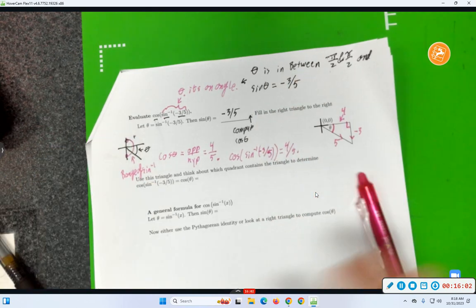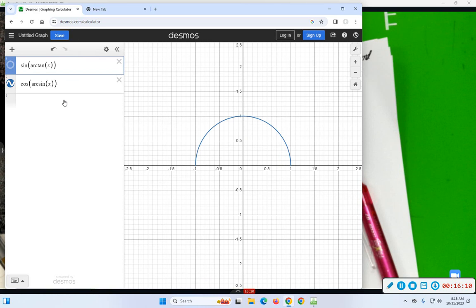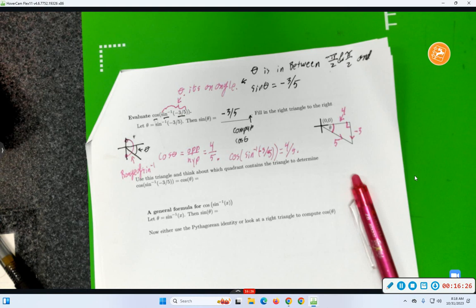And let's check that by, again, looking at this Desmos graph. There's the cosine of the inverse sine of x. Let's zoom in a little bit. I want to plug in x equals negative 3 over 5. There's the line at x equals negative 3 over 5. Yeah, that y value looks like it's 4 fifths. It's 0.8. Graph checks out. Cool.